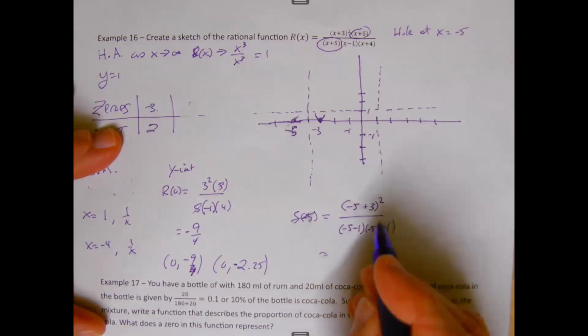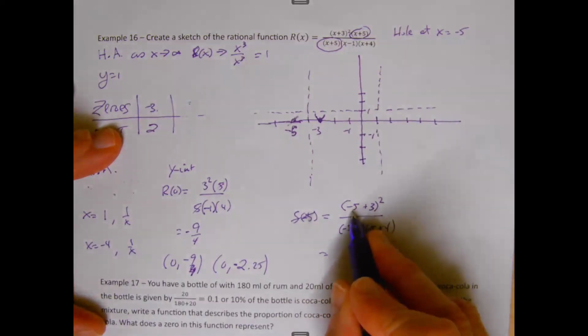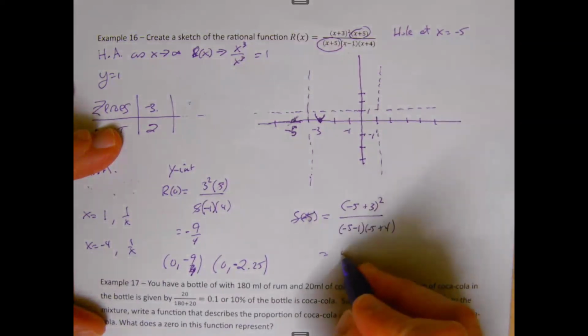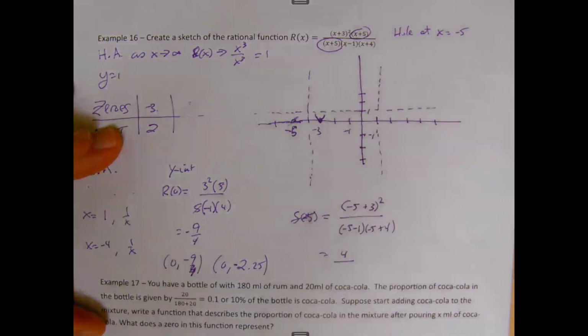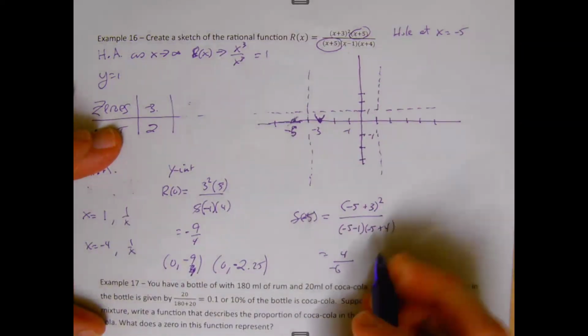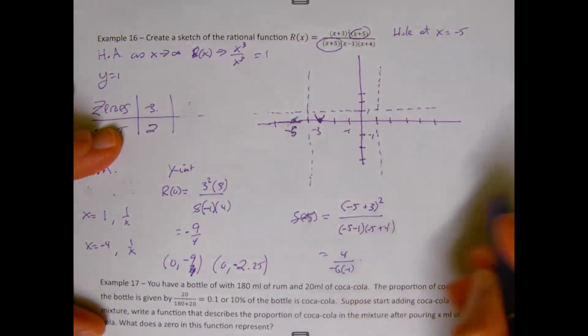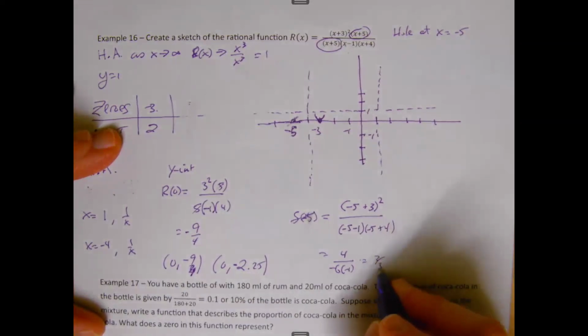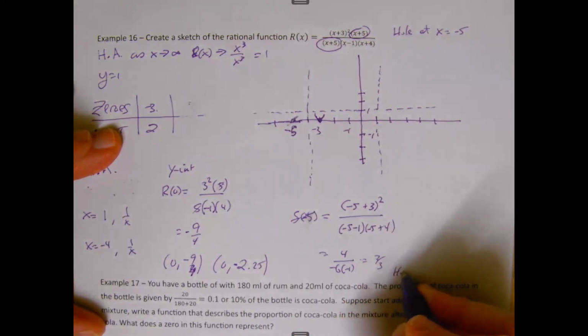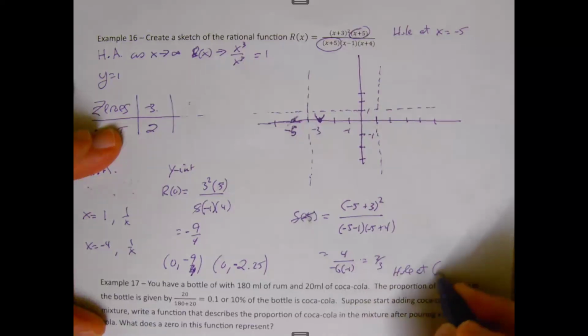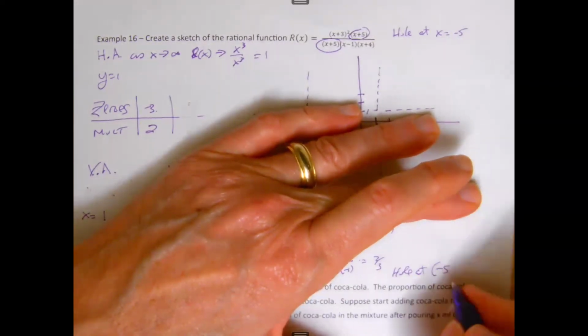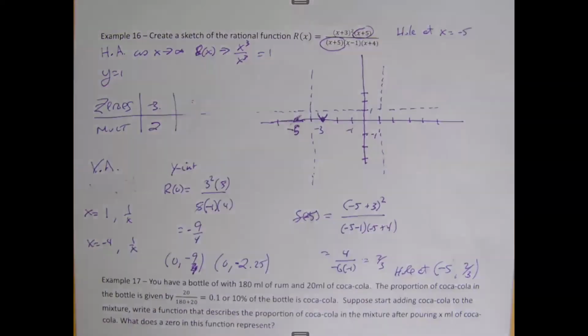So now I've got -5 plus 3 is -2, squared is 4. So I've got -6 here and -1. Okay, so it looks like it's going to be 2/3. So I have a hole at -5 and 2/3.